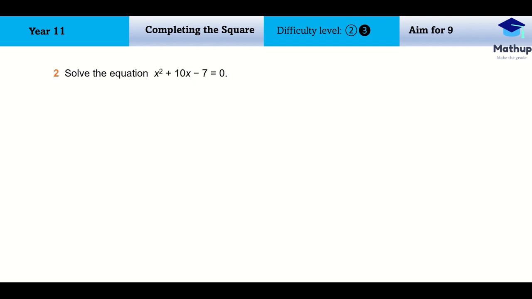Have a go at this question, see if you can solve this quadratic by completing the square: x squared plus 10x minus 7. Have a go.